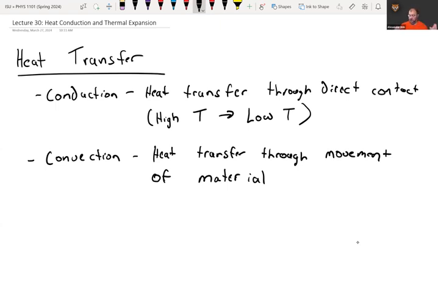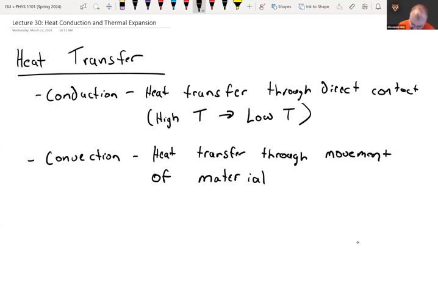Convection plays a major role in weather patterns. You have both hot air and hot water currents in the oceans and cold currents that move material around, and these are responsible for large exchanges of heat in the global system.